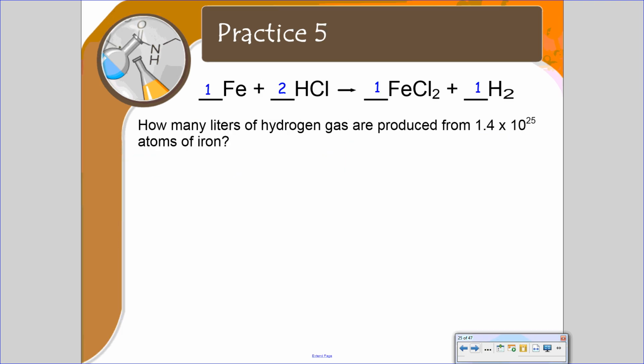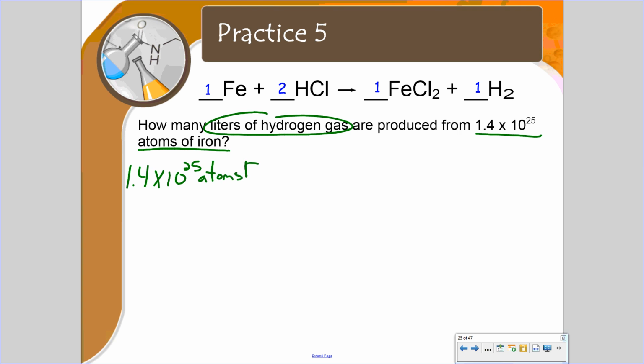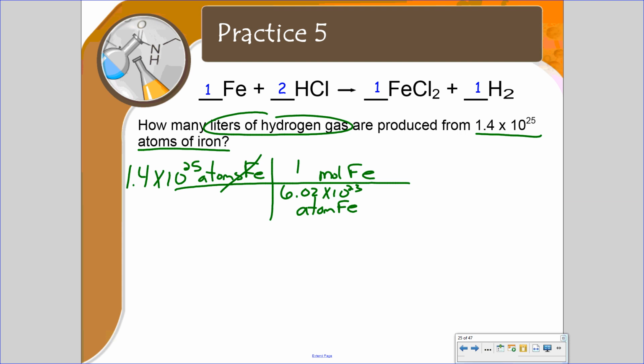All right, so this is a continuation of that one, so I left the equation up. How many liters of hydrogen gas are produced with 1.4 times 10 to the 25th atoms of iron? So we'll start by writing down 1.4 times 10 to the 25th atoms of iron. If you're not in moles, get to moles. So atoms of Fe, moles of Fe, 1 mole equals 6.02 times 10 to the 23rd atoms of Fe. That's old stuff. But if we stopped here, our answer would be moles.